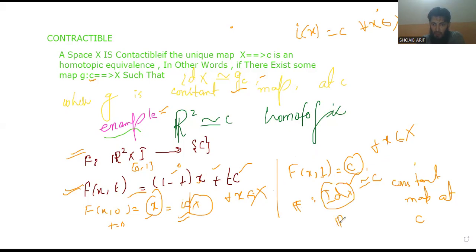This is the conclusion: R2 is homotopy equivalent to this point C. This is a contractible space. R2 is a contractible space because it is homotopy equivalent to a point.